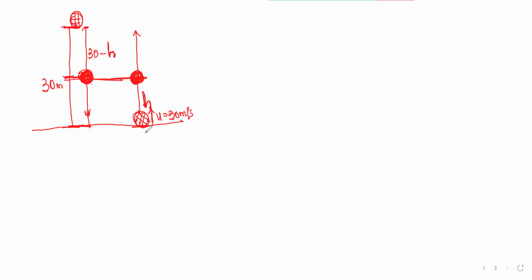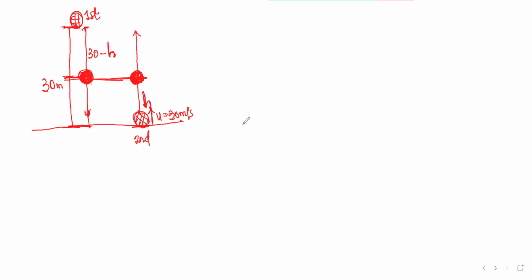If the second one is meeting the first one at a height h from the ground, then the vertical height traveled by the first one will be 30 minus h. Class, are we okay?